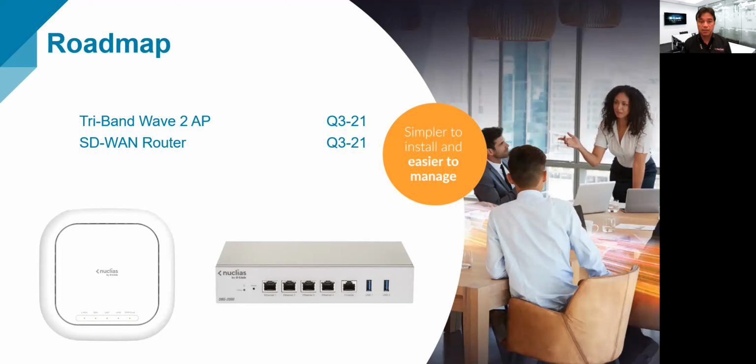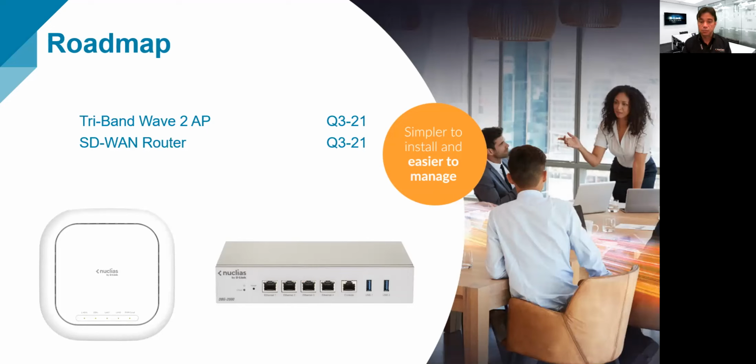In addition, the higher performance that users are going to get out of that access point as well. That device is expected to ship during the 3rd quarter of this year. That's the September quarter. Something we've been talking about for a little while. Unfortunately, there have been some minor delays with our SD-WAN router. That is expected to arrive during Q3, most likely in August of this year.